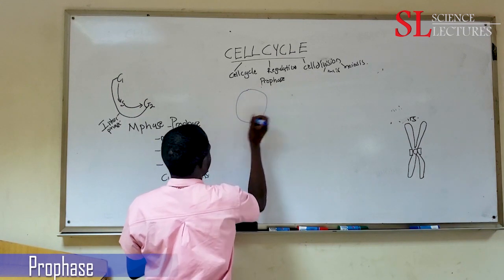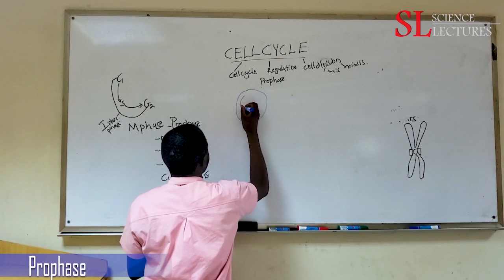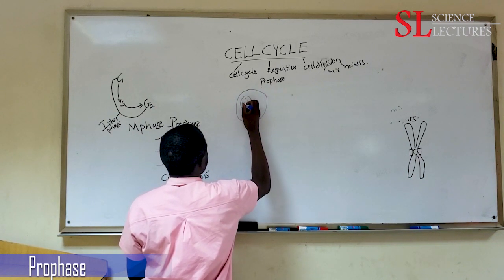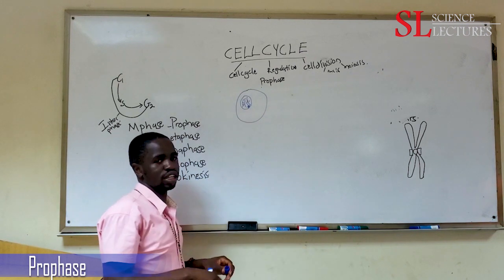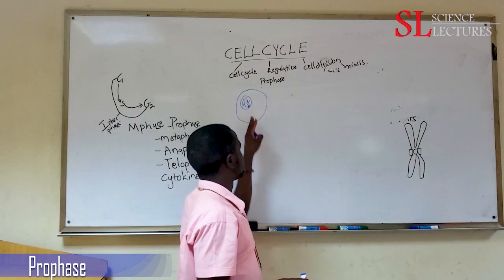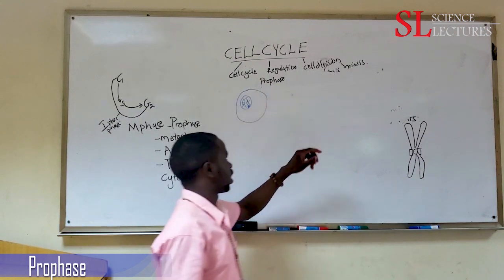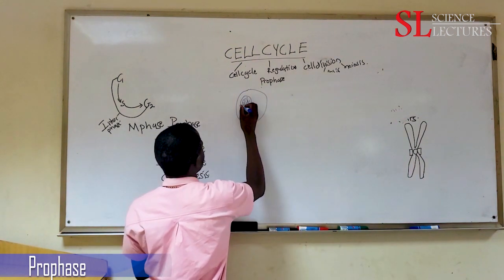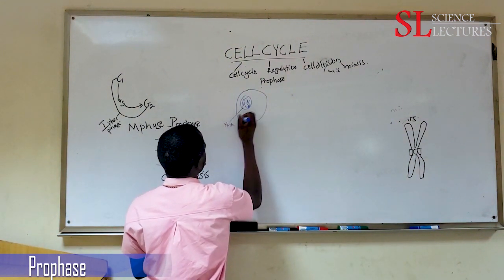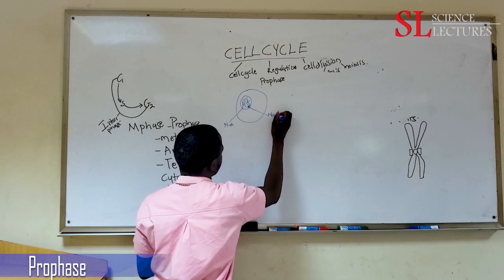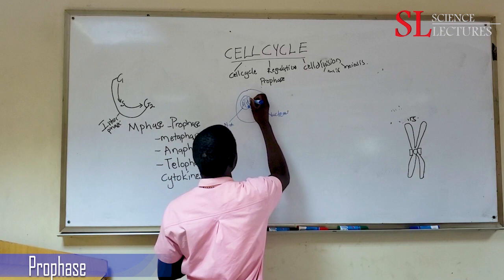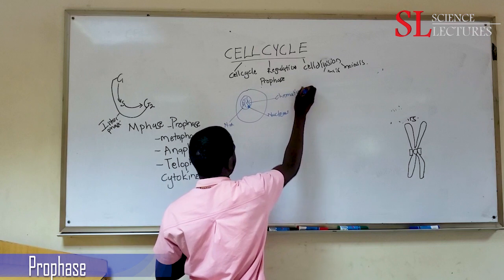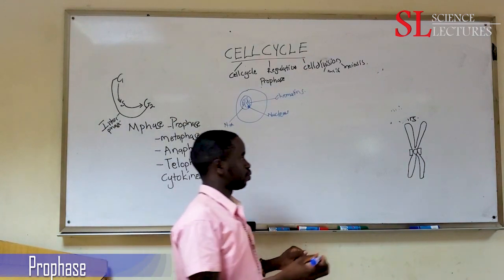This is our cell. This is the cytoplasm. Then this is our nuclear envelope. This is our nucleolus. Then we have thread-like structures within the nucleus, which are called chromatins. So I repeat, this is our nuclear membrane. This is our nucleolus. These are our chromatins. By the way, let's first talk about chromatins.